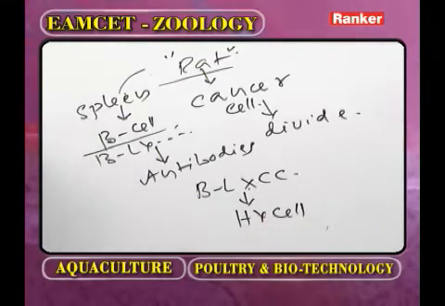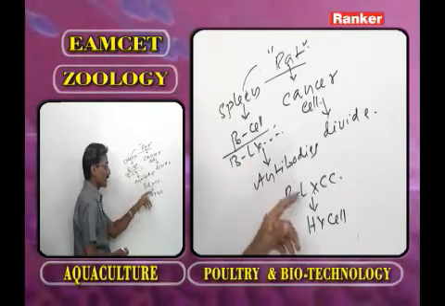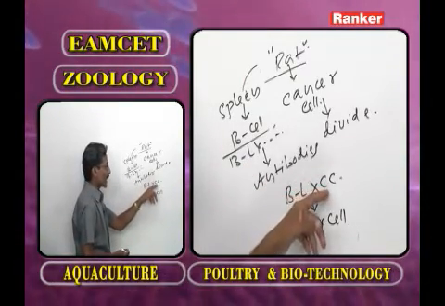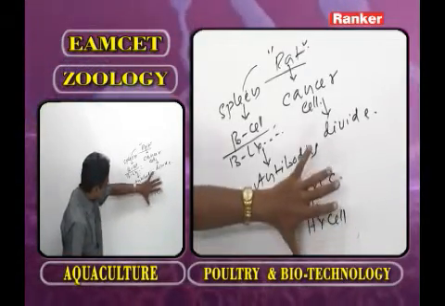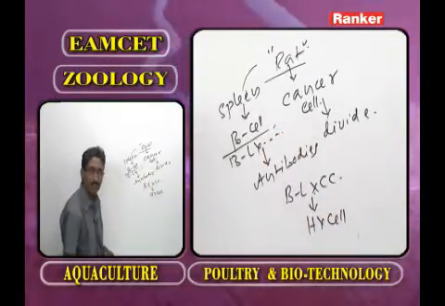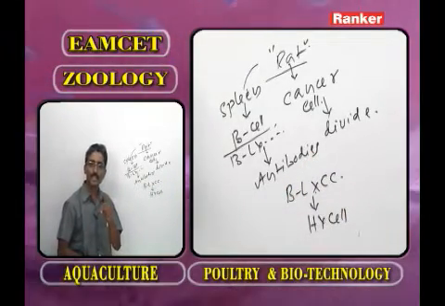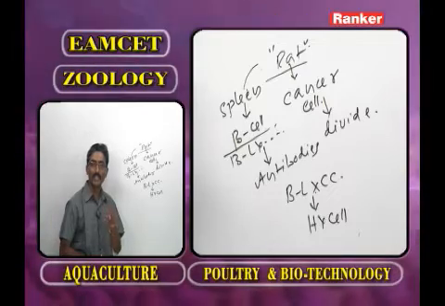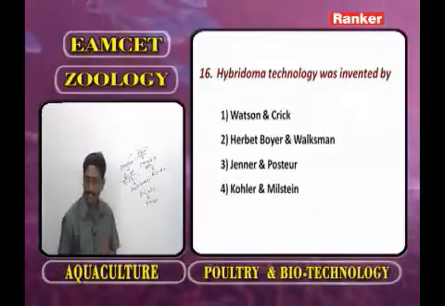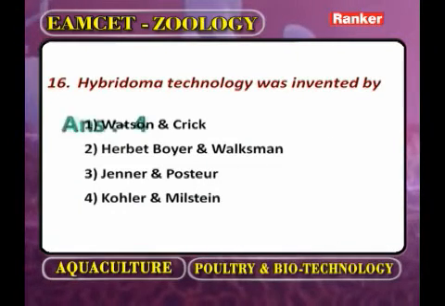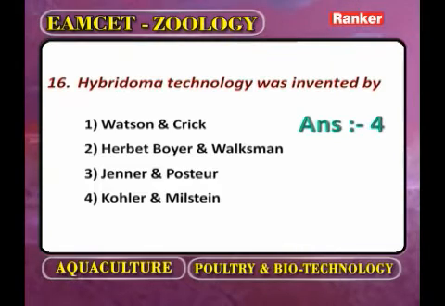Now, imagine what the properties of the hybridoma cell are. Like the B lymphocyte, it can produce antibodies. Like the cancer cell, it can divide. So, it has the properties of both cells. This hybridoma cell is used for various purposes. Hybridoma technology was first invented by Georges Kohler and Cesar Milstein, and for that they got the Nobel Prize. Now, what is the answer? The answer is Georges Kohler and Cesar Milstein.